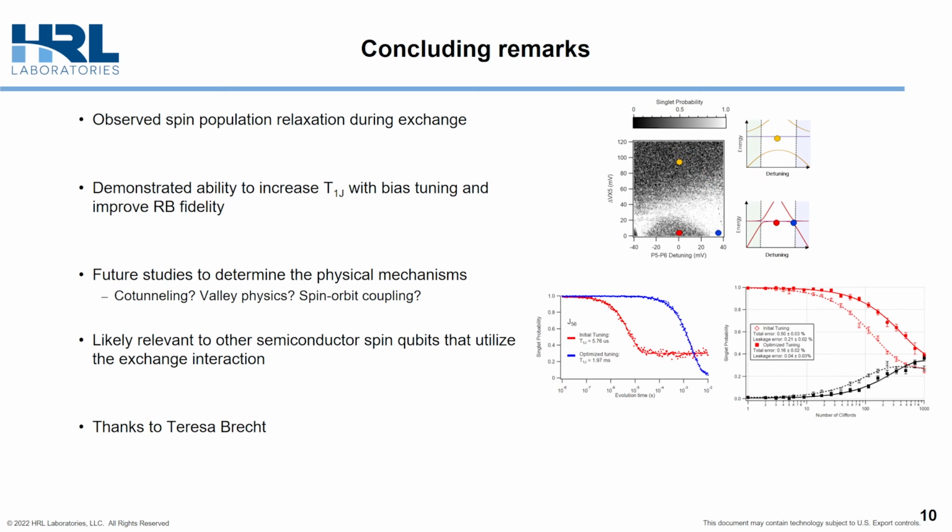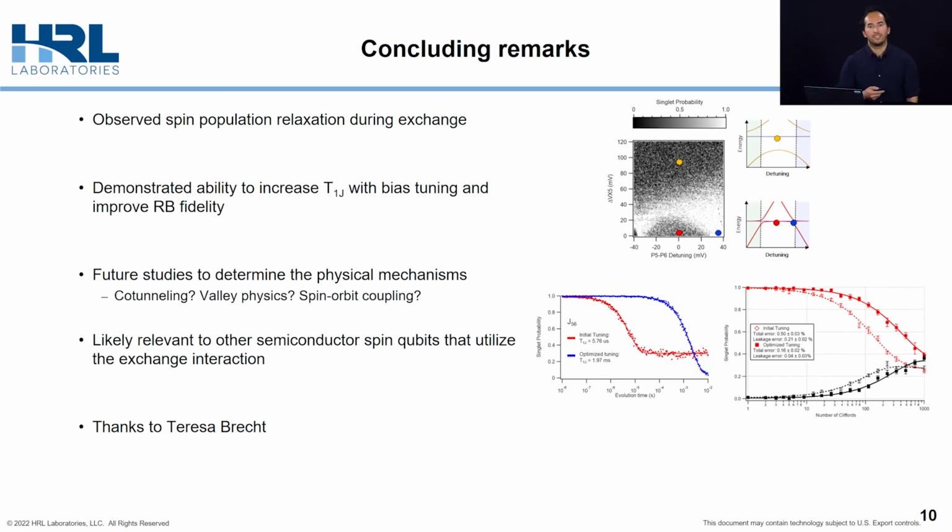Now, allow me to recap with a few remarks. We have tools to observe qubit relaxation during exchange, tools that are also used to improve qubit performance. There is future work required to determine the relaxation mechanisms at play, with 2 of many possible mechanisms being co-tunneling or spin-orbit coupling. And finally, it is likely that the processes that lead to T1J relaxation are also relevant to other spin qubits utilizing the exchange interaction.